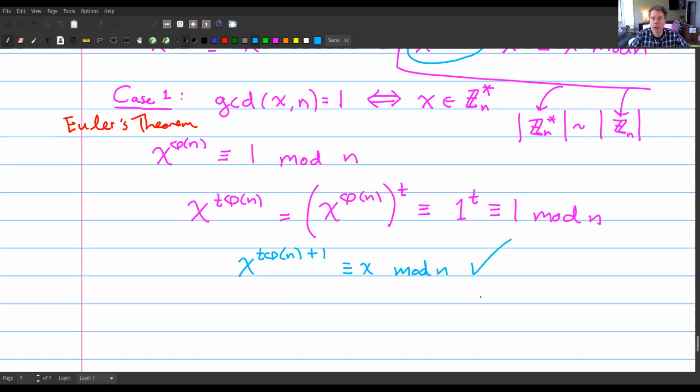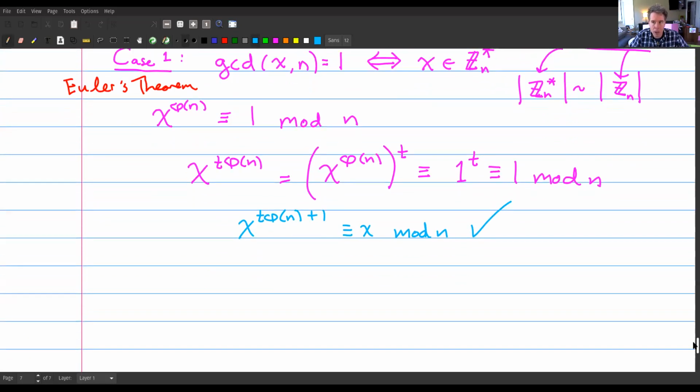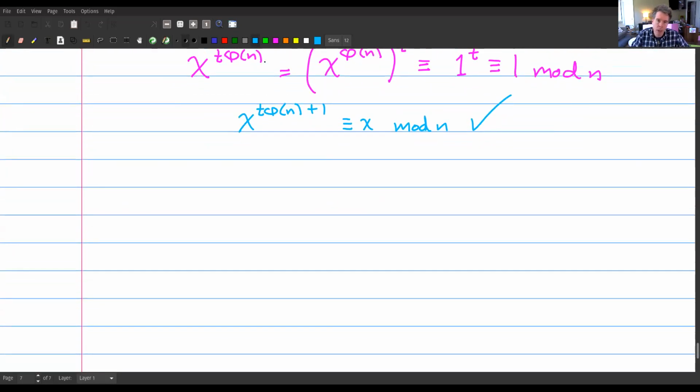And this case is done. That was the easy case, and also the most likely case. Now here, let's do the weird case. So case 2 is that the GCD of x and n is not equal to 1.